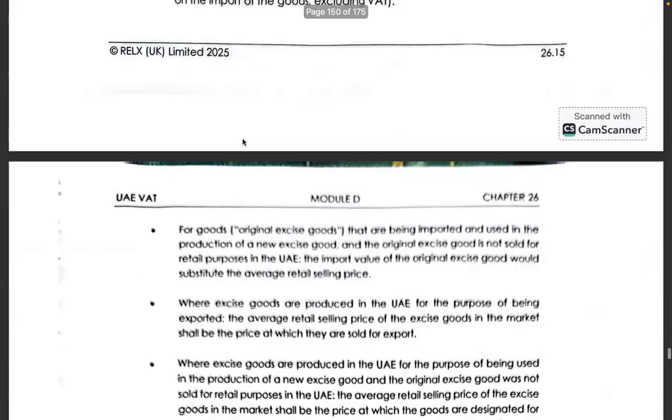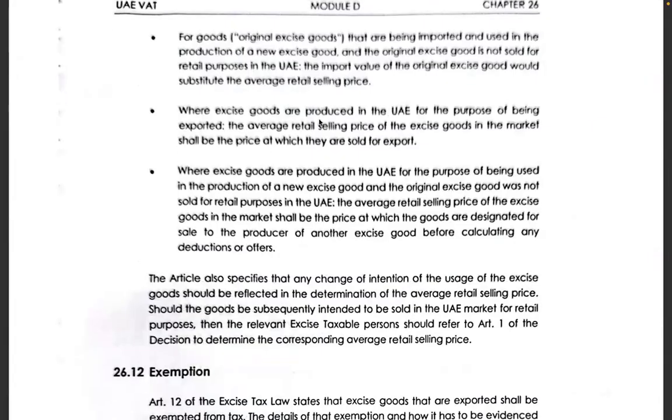So in one scenario where excise goods are produced in the UAE for the purposes of being exported, the average retail selling price of the excise goods in the market shall be the price at which they are sold for export. So let's read again, where excise goods are produced in the UAE for the purpose of being exported. So basically the average retail selling price of the excise good in the market should be the price at which they are sold for export. So the idea was that these goods that are being exported, they're not being sold in the UAE market. So if they were being sold, what would be the price? So in this scenario where these goods are being exported, then the export value will be considered as the selling price.